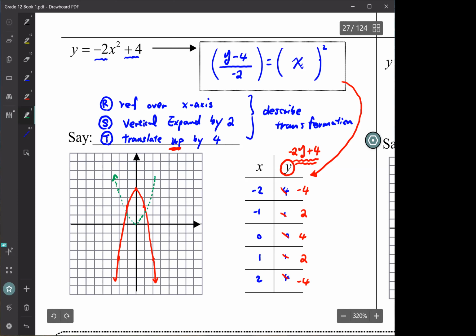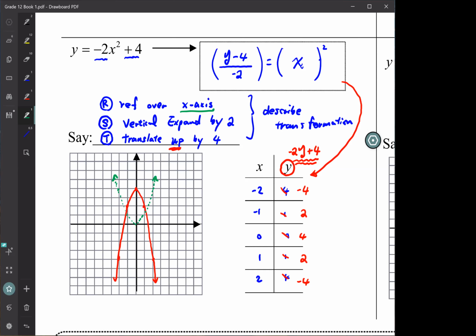All right, so it will flip upside down, right? Reflect over x-axis, so it will make it open down, and then vertical expand by 2 means you are stretching the string vertically, so it becomes skinny, right? So you can see the red is skinnier than the green one. After you make it taller, then you will move it up.